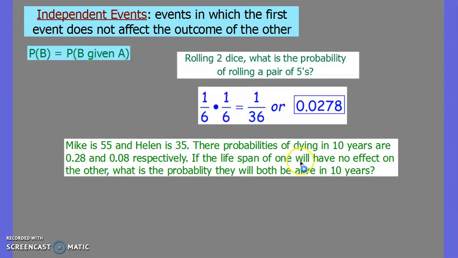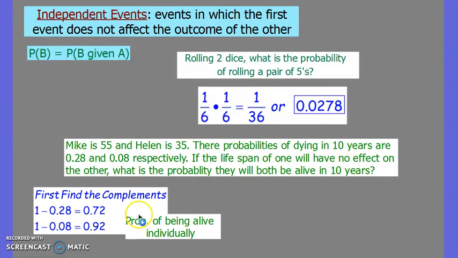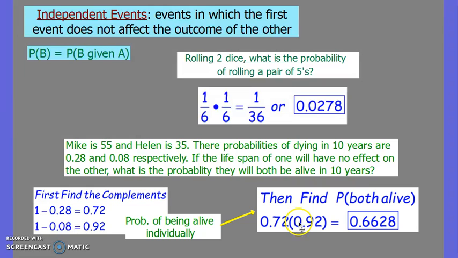So, if we want the probability that they're both going to be alive in 10 years, the first thing we're going to want to do is figure out, well, if 28% is the probability that Mike is dying, then 72% is the chance he's still alive. Same thing goes for Helen. There's a 92% chance that she's still going to be alive. And if we take those 2 probabilities of being alive and we multiply them, the probability of Mike and Helen both being alive then, multiplying the 2 events, is 0.6628.